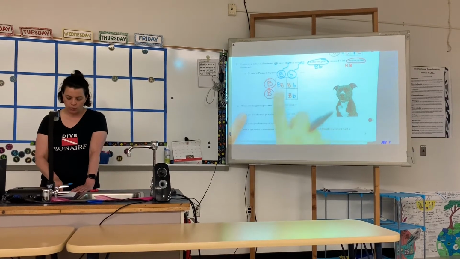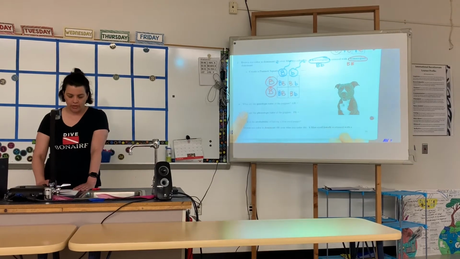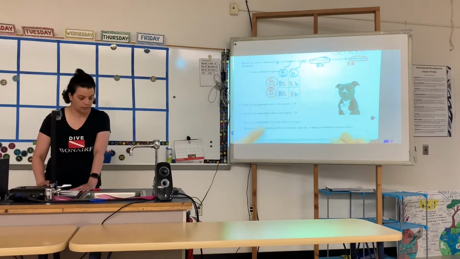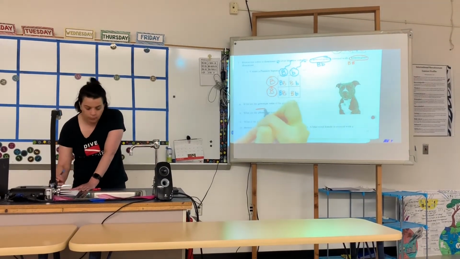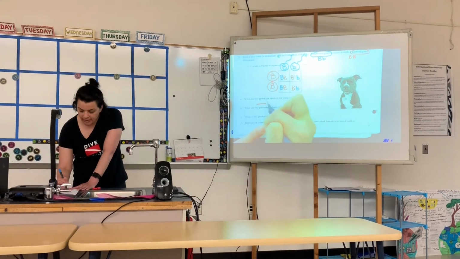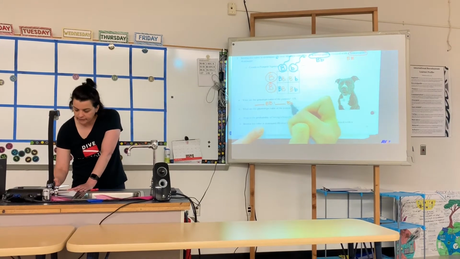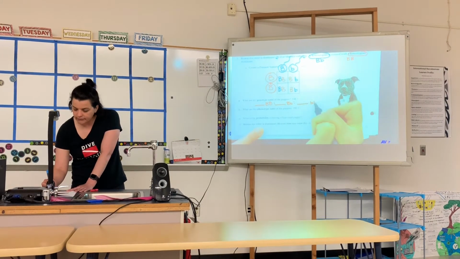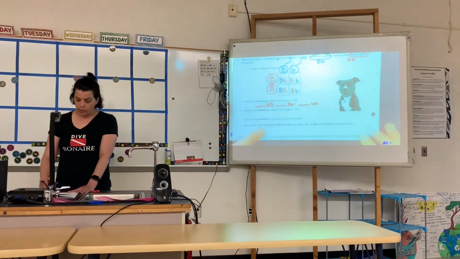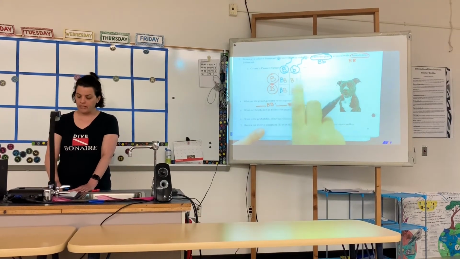And so now we're looking at these babies, and we're gonna try to figure out the genotype ratio. We always write the genotype ratio in homozygous dominant, heterozygous, homozygous recessive. So how many of the babies are big B, big B?